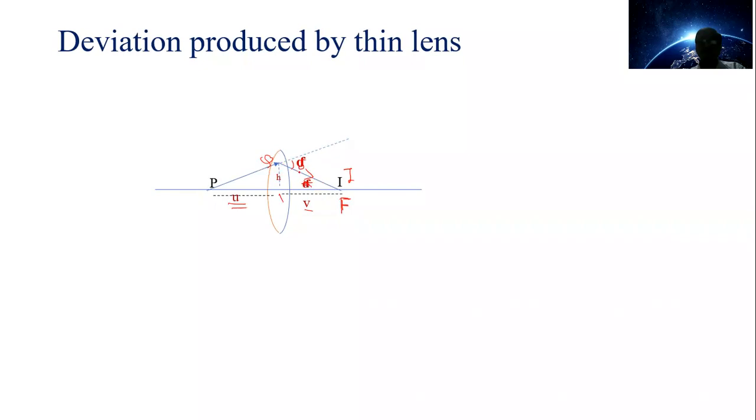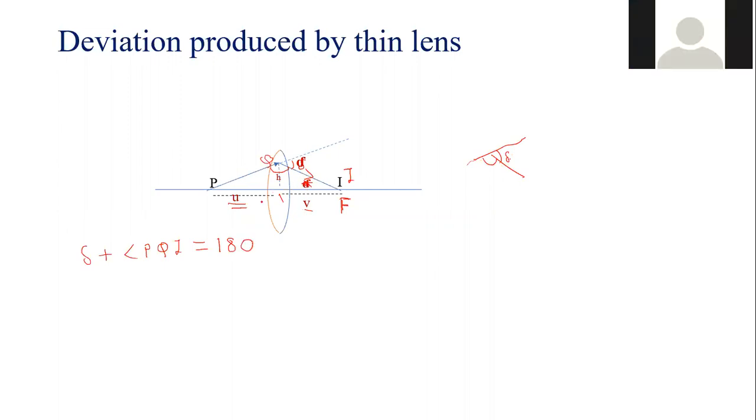Now from this figure again, for the incident ray PQ, we can write delta plus angle PQI is equal to how much? Now see, this is a straight line, and the situation is like this. This one is delta and this one is PQI, suppose. This angle plus this angle is equal to how much? That is 180 degree.